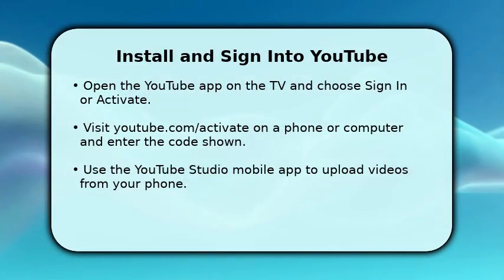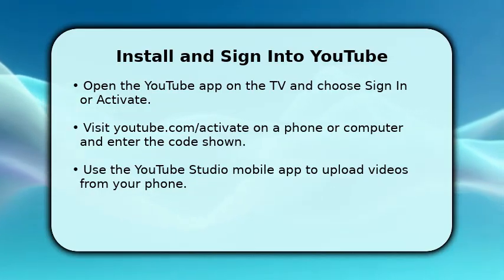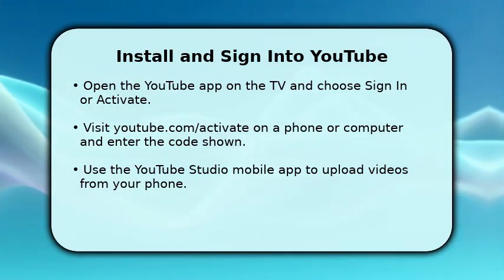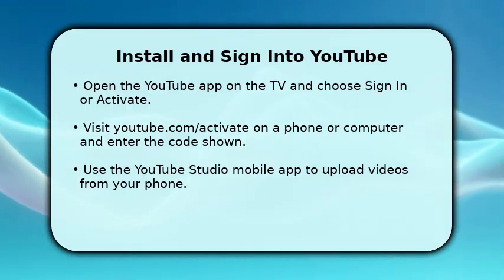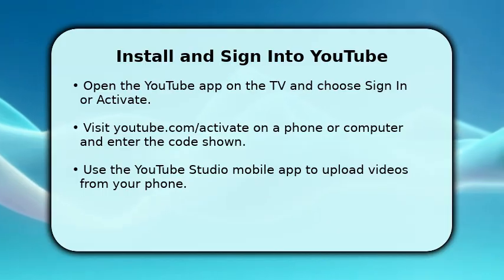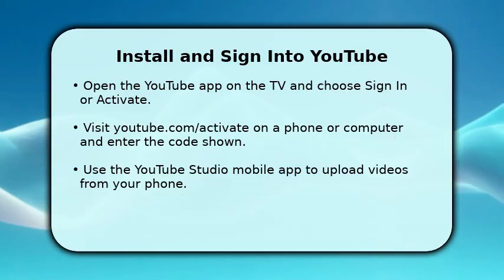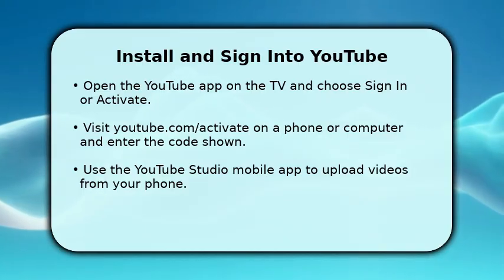Next, install and sign into the YouTube app on your TV so you can access your channel. Open the YouTube app and choose Sign In or Activate from the left menu. The TV will display an activation code and a 6-digit code on screen to link your account. Visit YouTube.com/activate on a phone or computer and enter the code to complete sign-in.